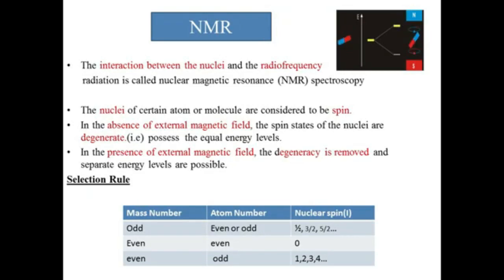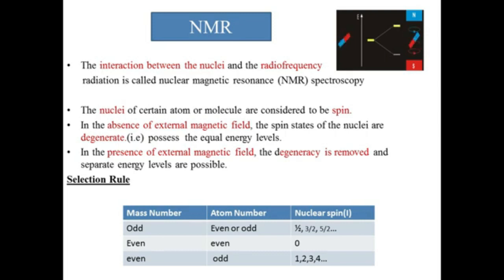The interaction between the nuclei and the radio frequency radiation is called nuclear magnetic resonance. Nuclei of certain atoms or molecules possess spin. In the absence of an external magnetic field, the spin states of the nuclei are degenerate, possessing equal energy levels. In the presence of the external magnetic field, the degeneracy is removed and separate energy levels are possible. This is the fundamental concept.